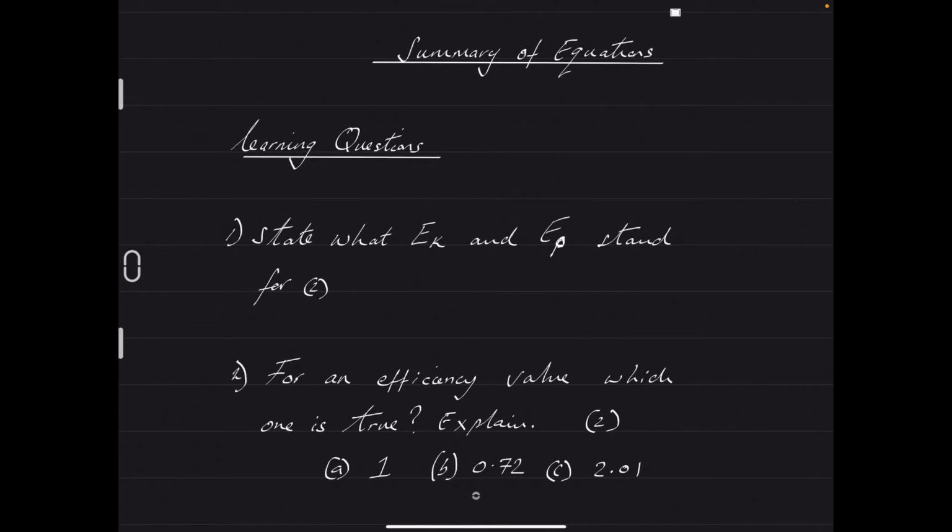So let us cover the answers for question 1. EK stands for kinetic energy. So the equation for kinetic energy, and EP stands for gravitational potential energy. So I'll repeat again, EK stands for kinetic energy and EP stands for gravitational potential energy. So this equation here is for kinetic energy and this is for gravitational potential.